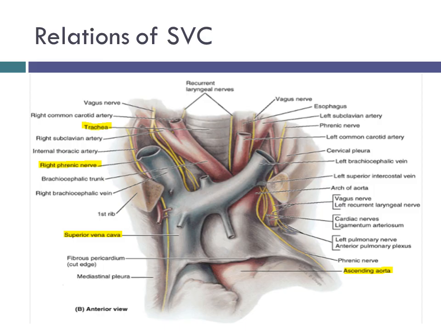Now we know that the superior vena cava is present on the right side of the superior mediastinum, and important relations of the superior vena cava are that it is present anterolateral to the trachea and posterolateral to the ascending aorta. The right phrenic nerve is present between the superior vena cava and the mediastinal pleura. The lower half of the superior vena cava is present in the middle mediastinum.